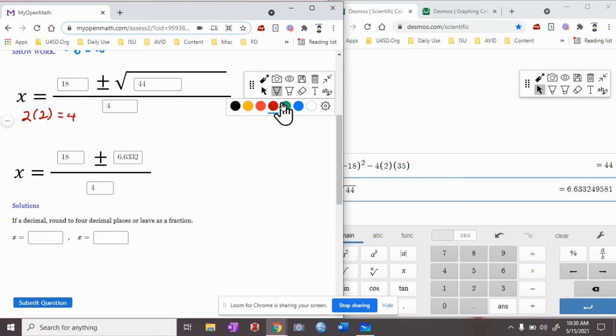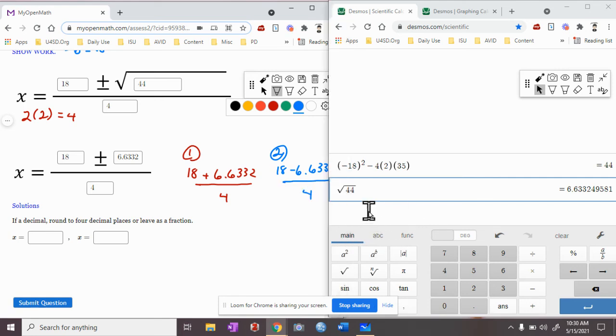So now we break this plus minus into our two options. Option 1 is 18 plus 6.6332, and then divide by 4. And then we have option 2, which is the 18 minus 6.6332, and then divide by 4.